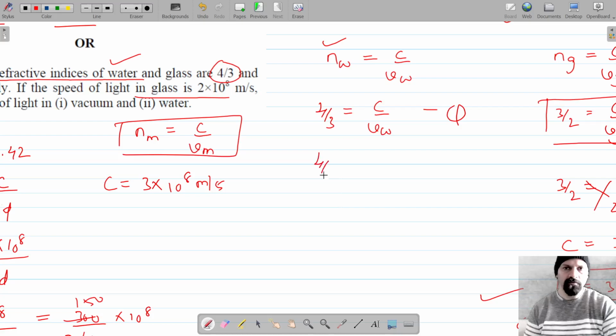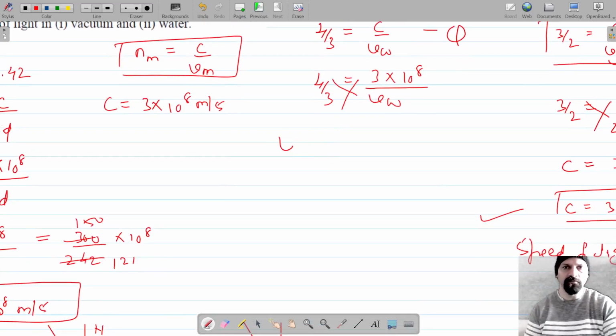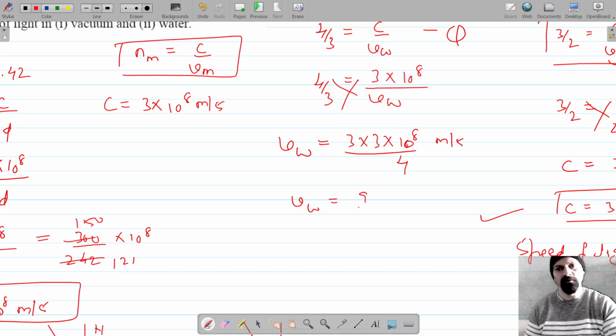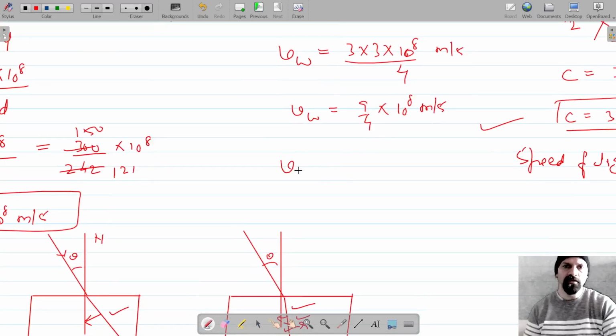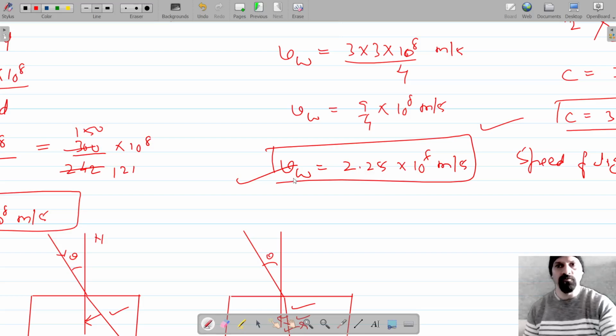Okay, now let's use this to find the speed of light in water. So let's use this equation. 4 by 3, speed of light in vacuum is 3 into 10 raised power 8. We have to find the speed of light in water. So let's cross multiply this, which gives us speed of light in water is equal to 3 into 3 into 10 raised power 8 divided by 4 meter per second. So speed of light in water is equal to 9 by 4 into 10 raised power 8 meter per second. And 9 by 4 is 2.25 into 10 raised power 8 meter per second. This is the speed of light in water, which is 2.25 into 10 raised power 8 meter per second.